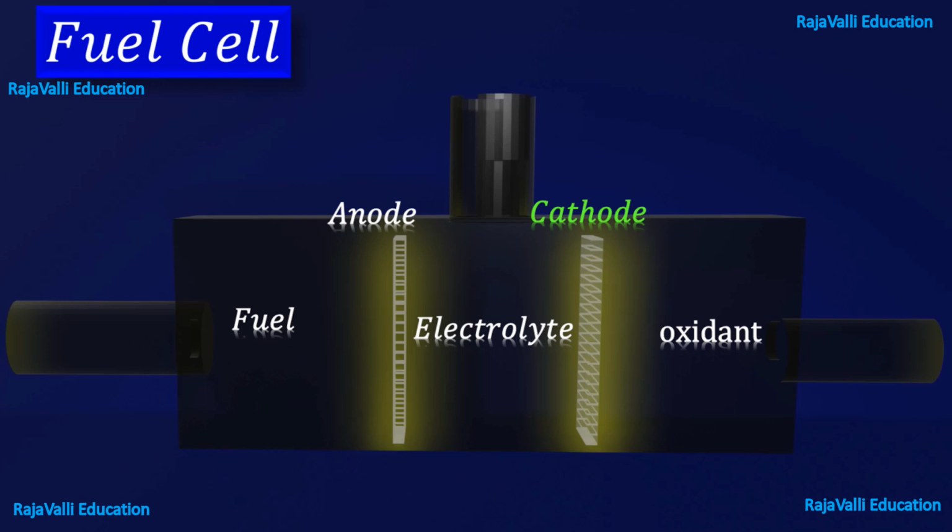In a fuel cell, electrodes are made up of porous graphite containing nickel and nickel oxide, which serves as an inert electrode. Sometimes finely divided platinum or palladium metal is incorporated into the graphite electrode instead of nickel and nickel oxide. Here hydrogen acts as a fuel and oxygen acts as an oxidant, and the electrolyte KOH is used.